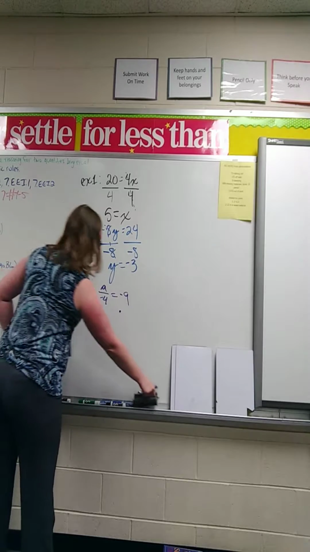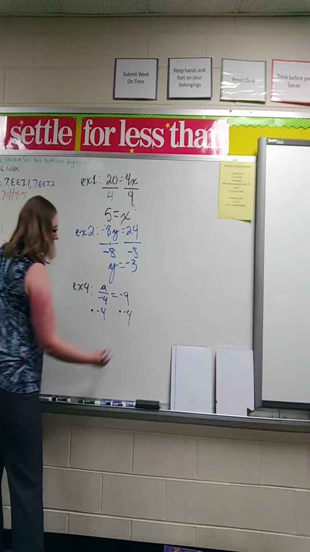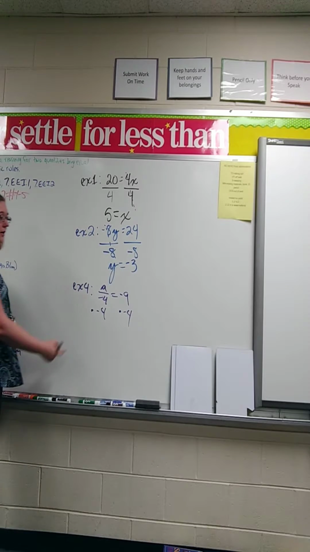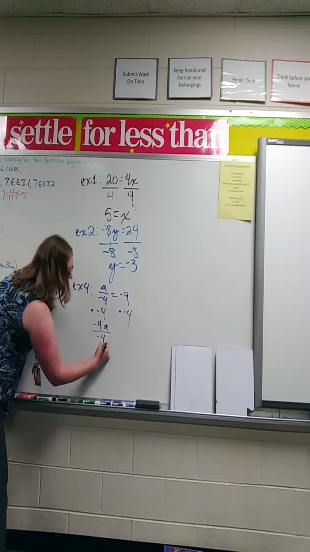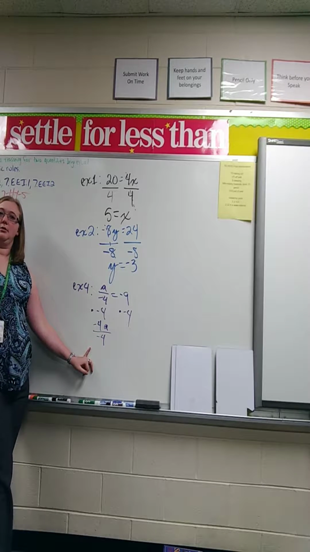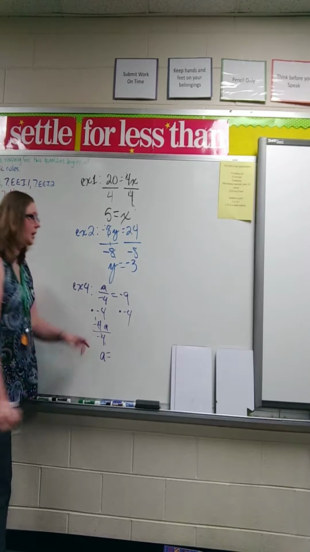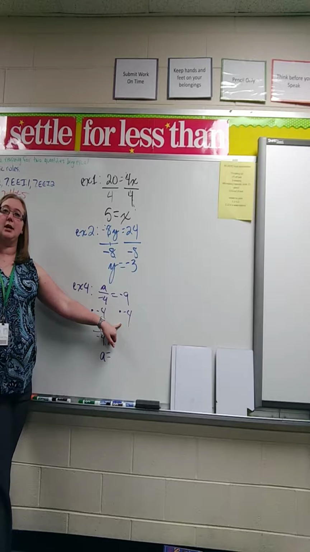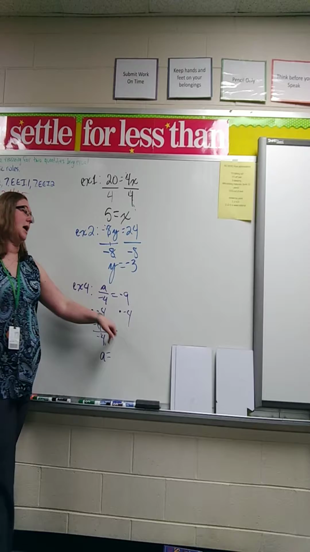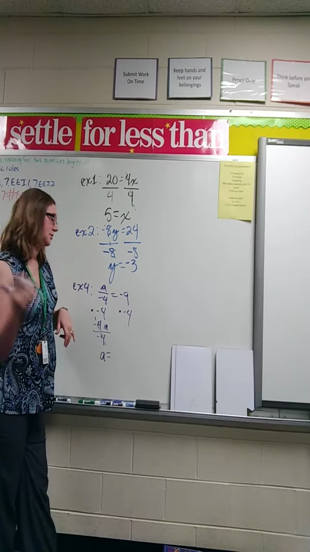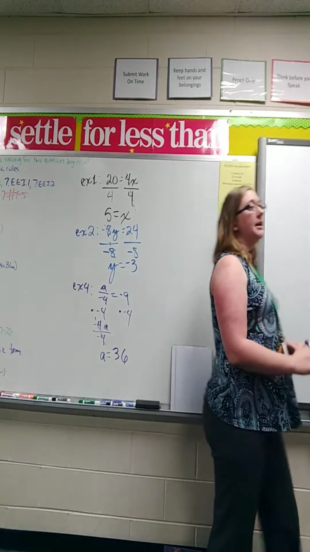Okay. So if I multiply this by -4 and this by -4, then this says that -4a over -4. Do those cancel out then? Yeah. Which is A. -9 times -4 is? Negative times a negative gives us a? Positive. 9 times 4 is? 36. So then A is 36.